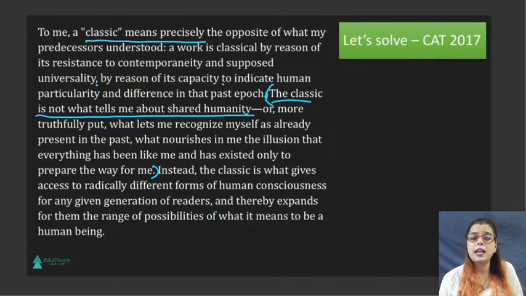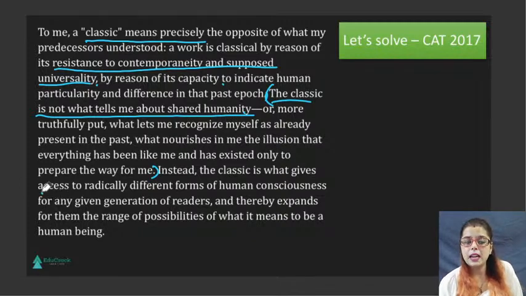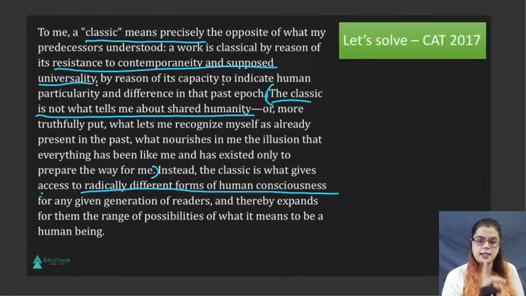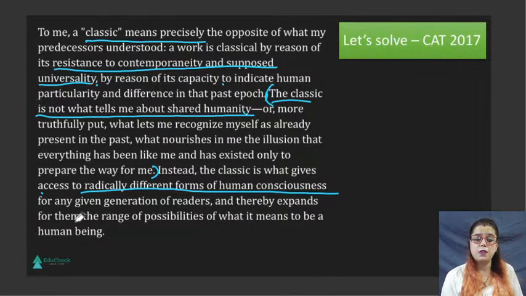What is classic for him? Classic is resistance to contemporaneity and supposed universality. All right. Instead, classic is what gives access to radically different forms of human consciousness. What do you mean by radically? Radically is an adverb, comes from the word radical. Radical means from the origin. So classic is what gives access to radically different forms of human consciousness for any given generation of readers, and thereby expands for them the range of possibilities of what it means to be a human being.